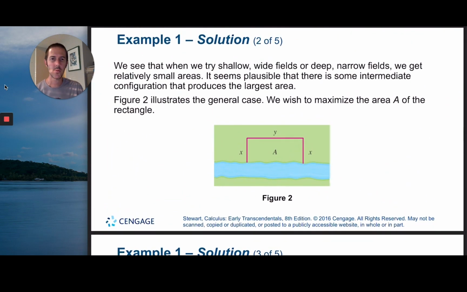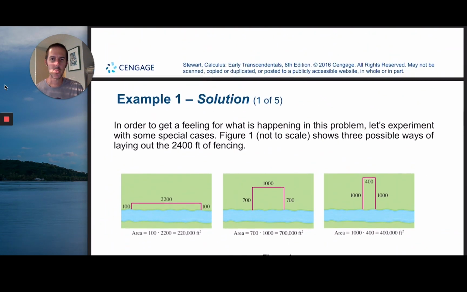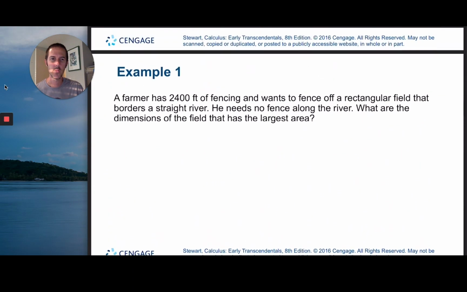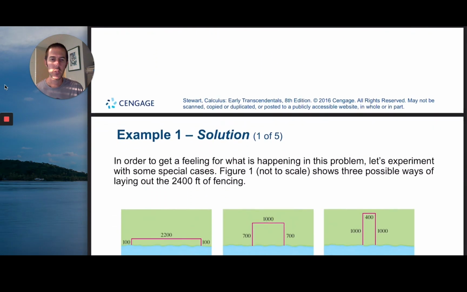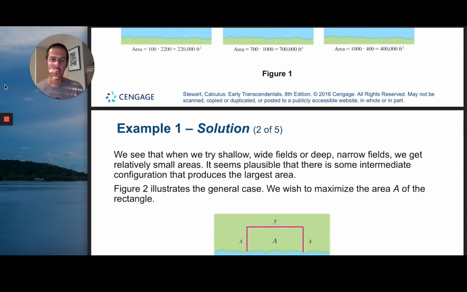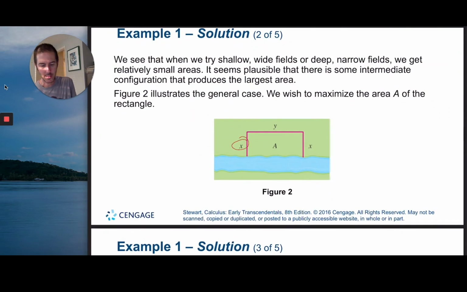Always, before you answer a question, make sure that you're answering the question. That's the solution. How far back do we have to go to get to the question? Still the solution. What are the dimensions of the field that has the largest area? We found out that our x value was 600. So this is 600 and this is 600.